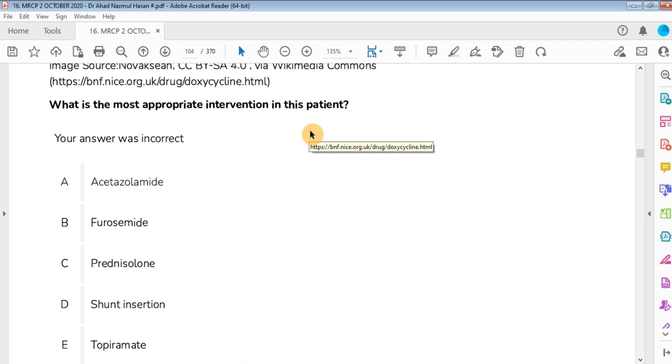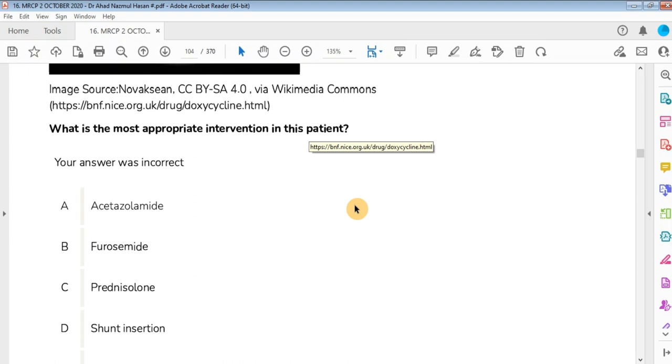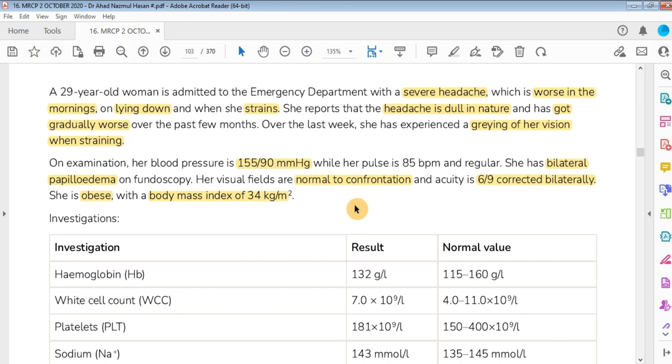Okay. What is the most appropriate intervention in this patient? A. Acetazolamide, B. Furosemide, C. Prednisolone, D. Shunt insertion, E. Topiramate.